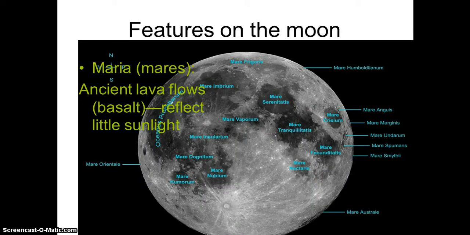When you look at the moon, you see the man in the moon, and basically what you're seeing is these dark features called mares or maria. They are ancient basalt flows. They reflect very little sunlight, so they give those regions of the moon a very dark appearance. For question number 2, please tell me what those dark features are in the man in the moon.